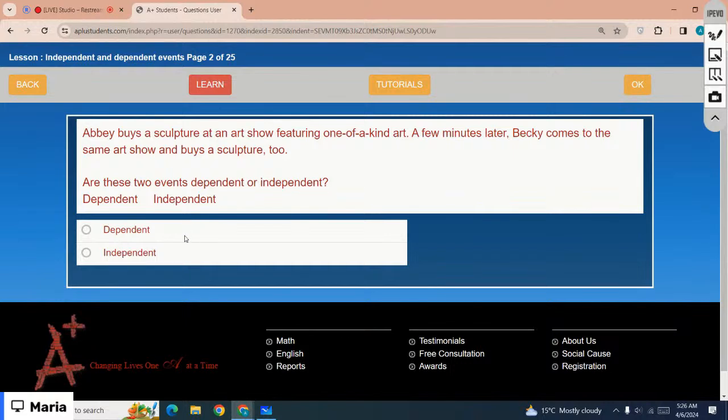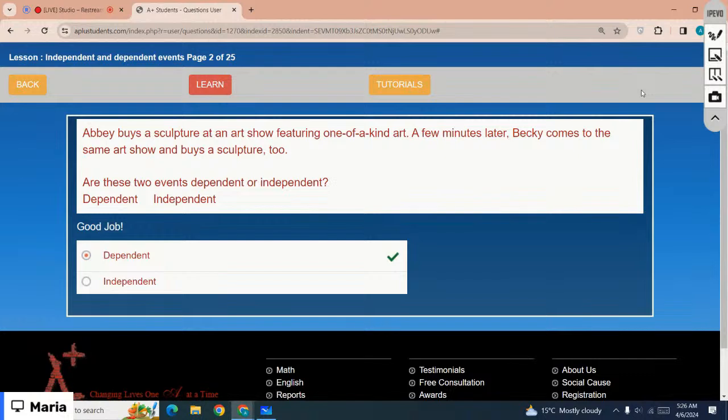They are dependent events, right? Because the first time, Abby has one more option to select a sculpture. But when Abby selects a sculpture and Becky comes, she has one less option, right? So the outcomes of the second event are influenced by the outcomes of the first event. So they are dependent events.